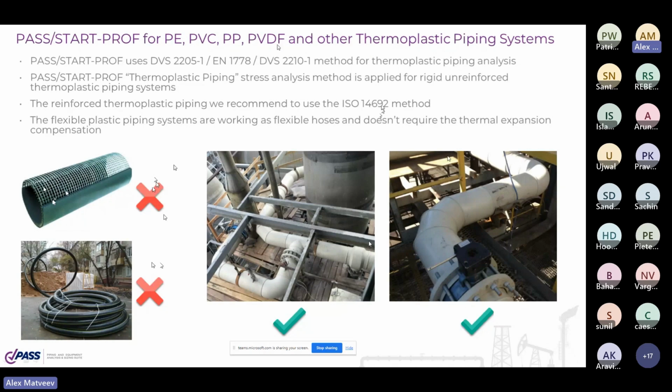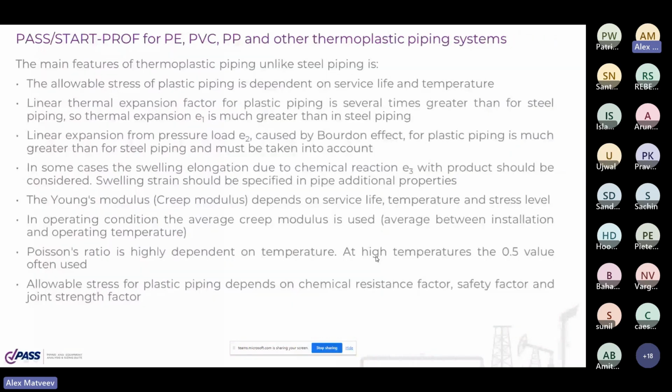So we will analyze the rigid piping that is made from the polyethylene, polyvinyl chloride, polypropylene, and other materials without reinforcement and not flexible. So what is the main features of thermoplastic piping?